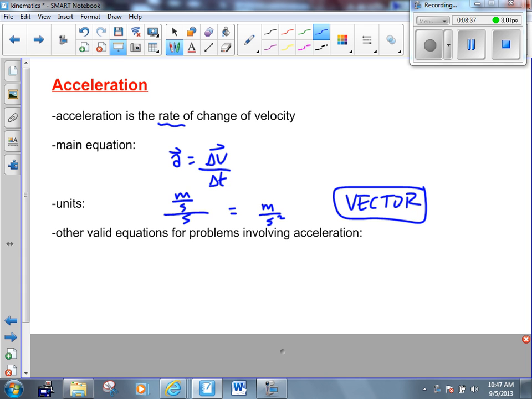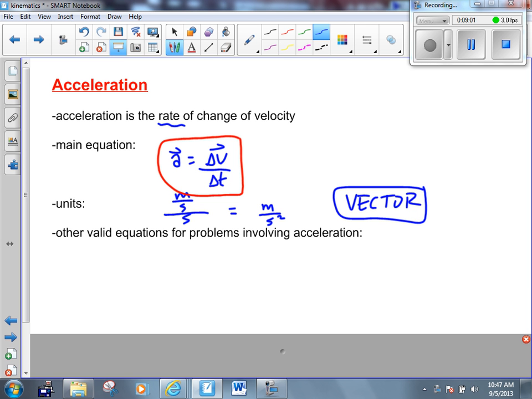Now, you've just learned your second equation. The first one was v is equal to delta d over delta t. The second one is a is equal to delta v over delta t. You are about to learn a bunch more. All of the equations that I'm about to show you are valid whenever a problem involves acceleration.